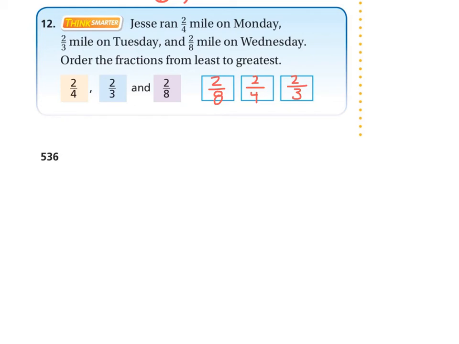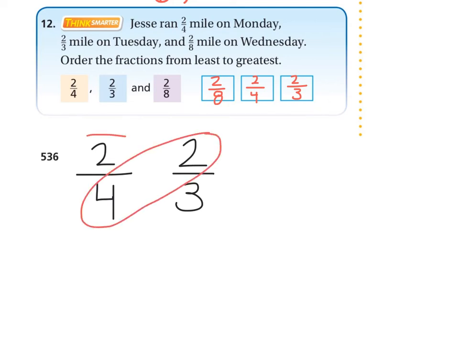Let's take a closer look at how we could have used the butterfly method for this. All right, I'm going to start with my 2 fractions that are listed first, 2/4 and 2/3. I'm going to draw the butterfly wings, and I'm going to cross multiply. 4 times 2 is 8. 3 times 2 is 6. Because 8 is bigger than 6, I know that 2/3 is the greater fraction of these 2.